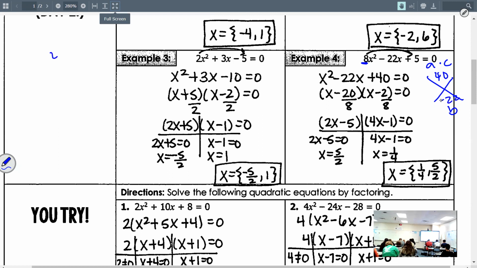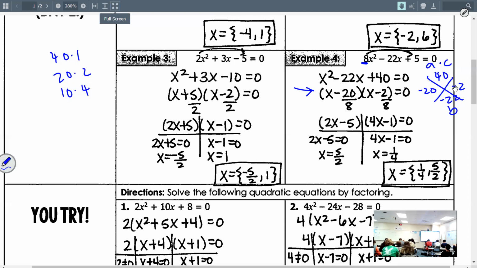And here's some numbers that multiply to 40. There's quite a few options. What did you guys pick? -20 and -2 made it work. They both have to be the same sign if they multiply to a positive. And since it adds to a negative, well, that tells you they should both be negative. So that's how we get this part.